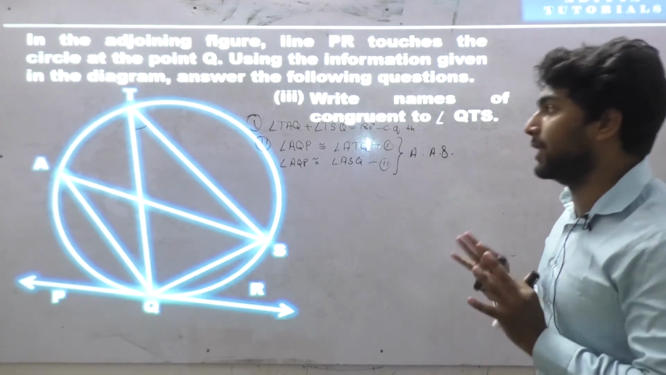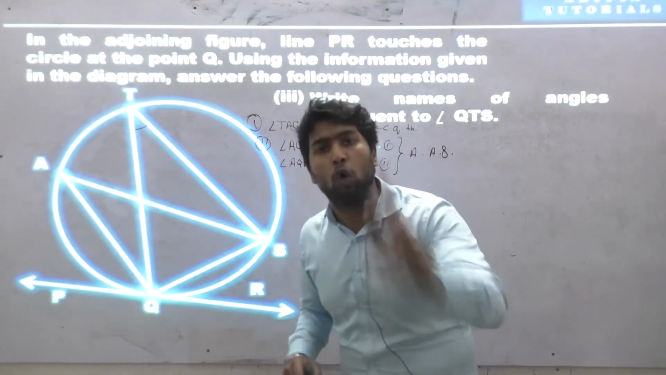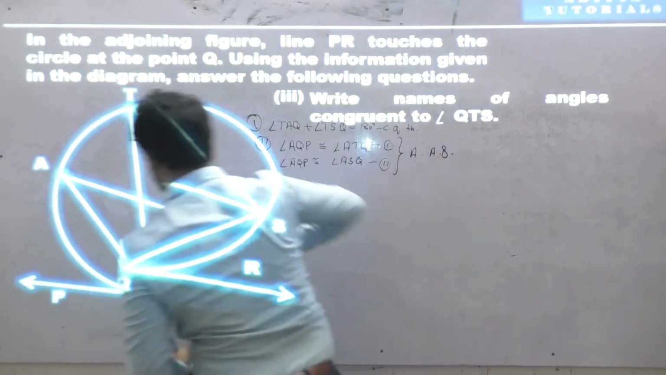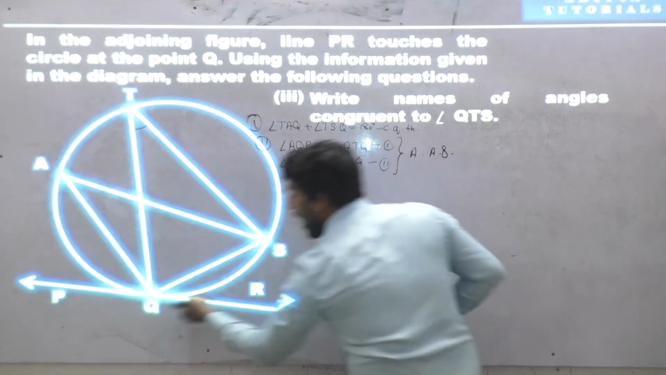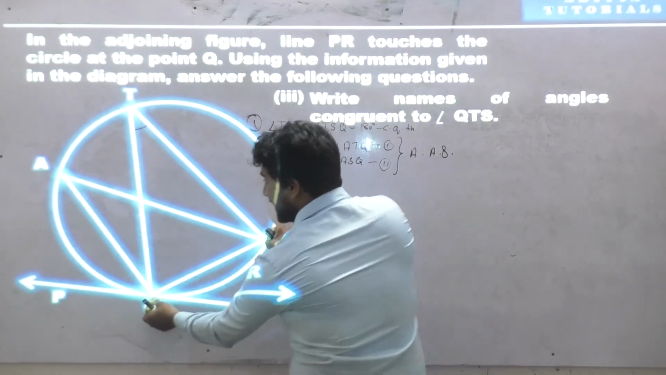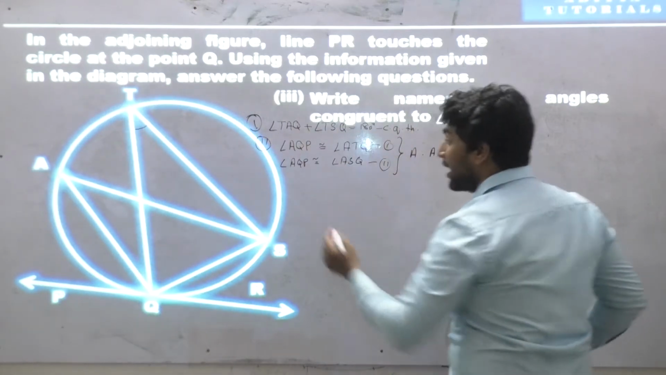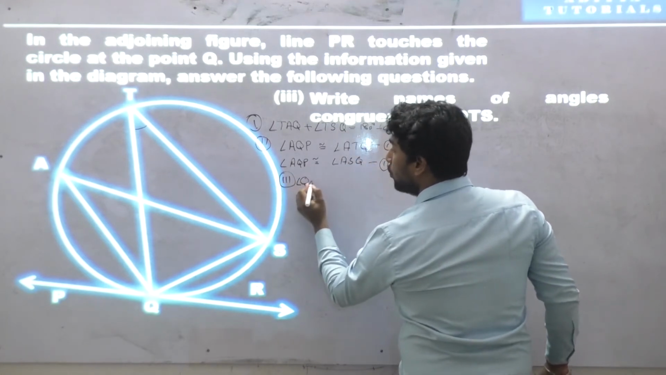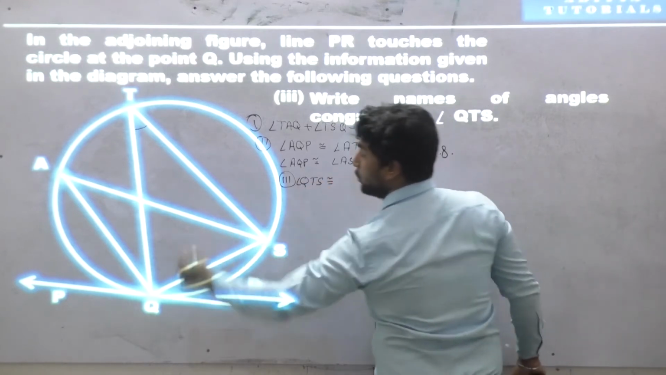Let me remove some of the markings for a while. What do I need to write? The corollary to the inscribed angle theorem says angles subtended in the same arc are congruent. So I can say that angle QTS is congruent to angle QAS.